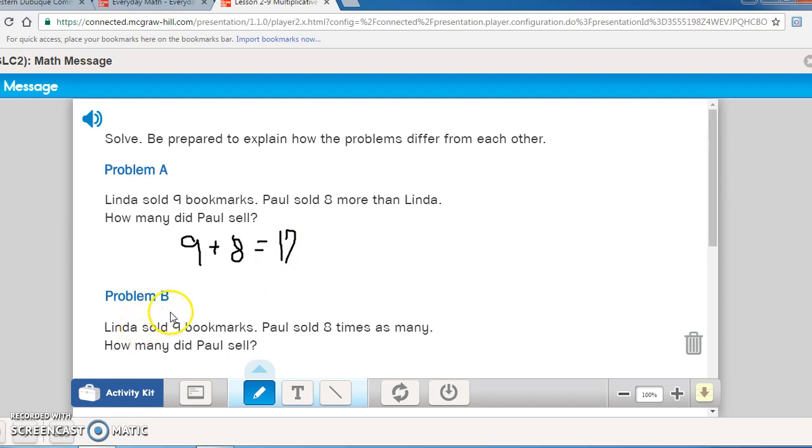Let's look at problem B. Linda sold 9 bookmarks. Paul sold 8 times as many. How many did Paul sell now? Well, if Linda sold 9 bookmarks and Paul sold 8 times as many, I know I am now multiplying. So how many did Paul sell in all? 9 times 8 is 72.